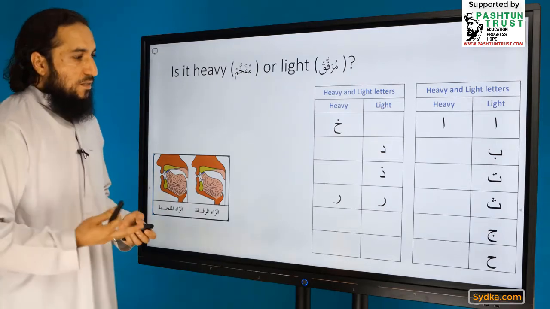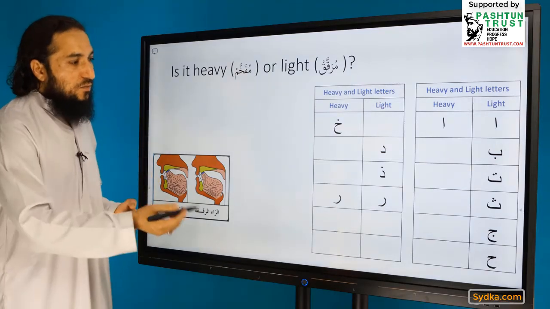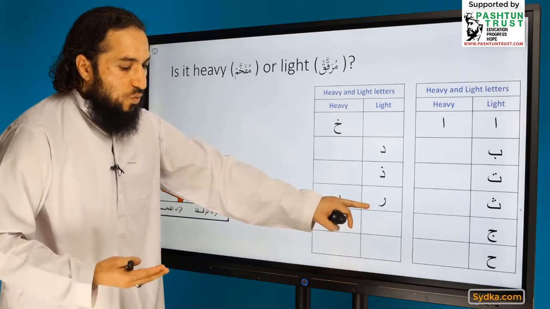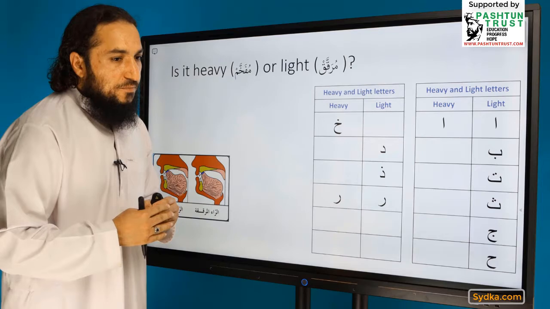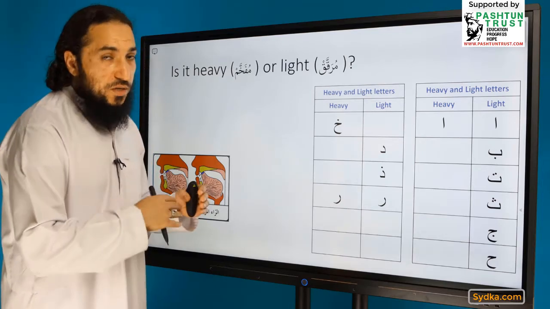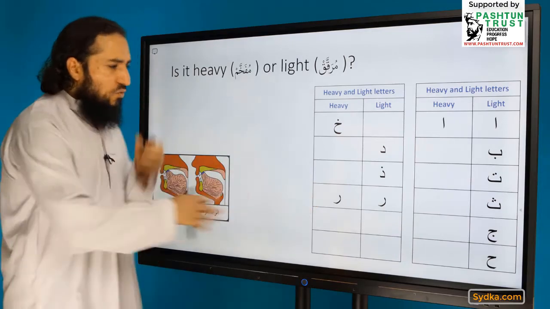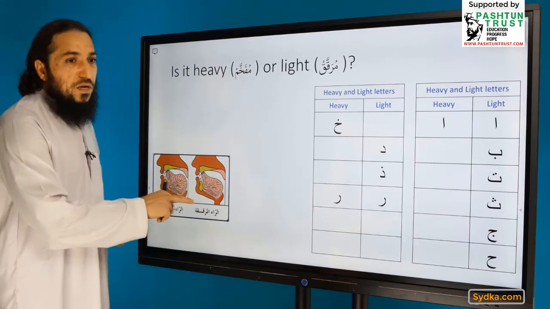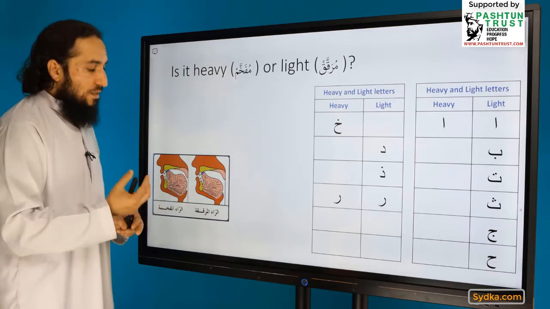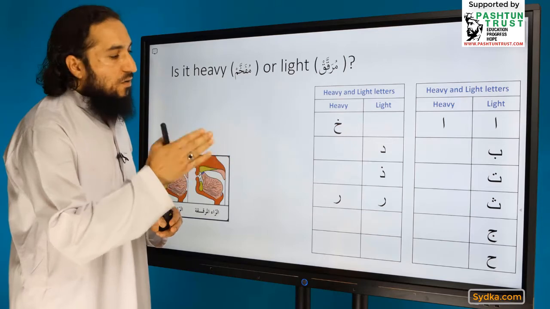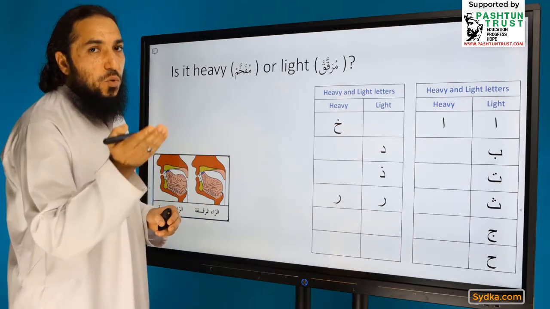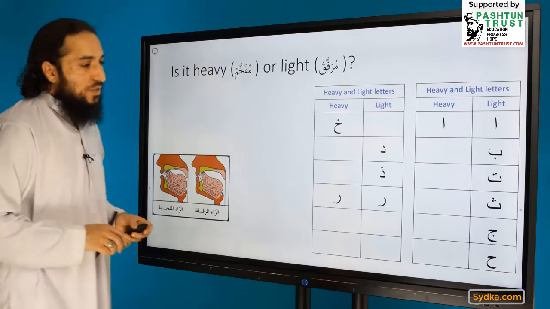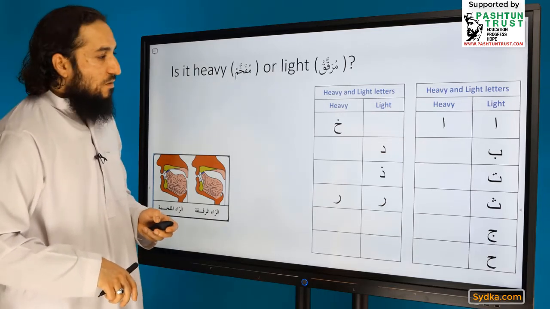So is it a heavy letter or light? As I explained before, it is heavy sometimes and light other times. It is heavy when the letter before it has fatha or dhamma, and it is light when the letter before it has kasra. It has other rules and regulations, but we will have a separate lesson for the properties of Ra. If it's Ar, Ur, that's heavy. If it's Ir, that is light. For example, Hamza, fatha, Ra, sukun, that's Ar, heavy. Ur is heavy. If it's kasra before that, Ir, that is light.